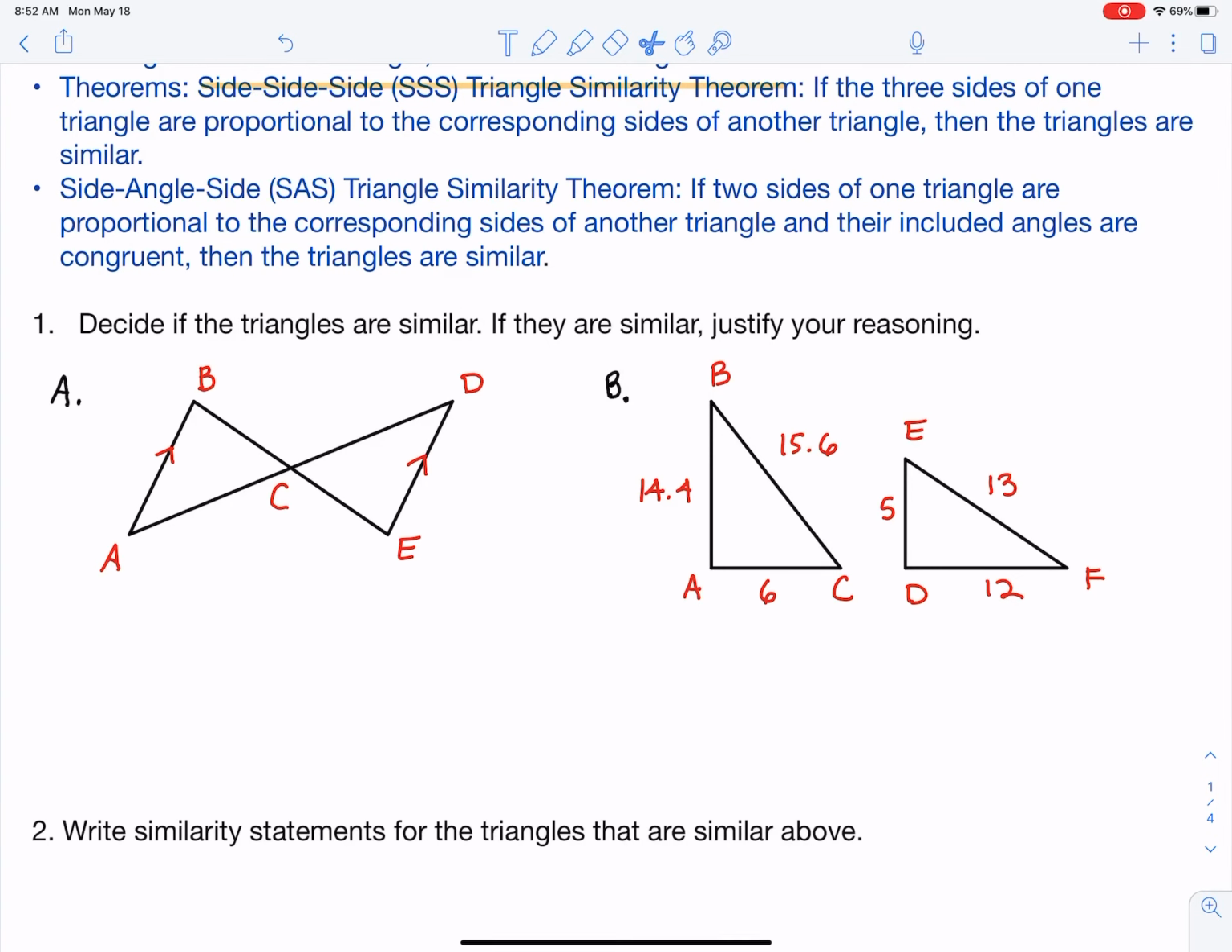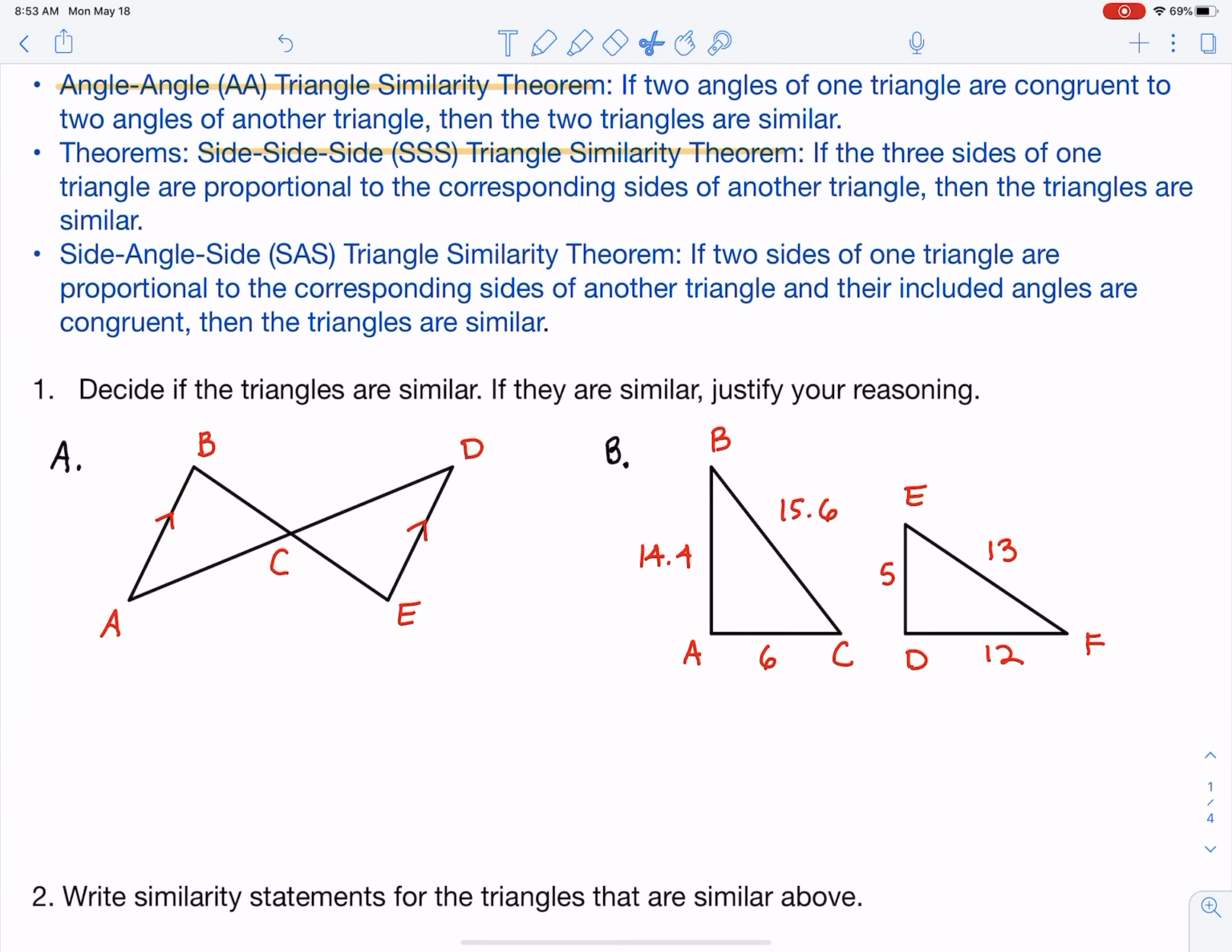Okay, and then the last one is the side-angle-side similarity theorem. And it's kind of a mix. So it basically says if 2 sides of one triangle are proportional to the corresponding sides of another, kind of like we did before, except we're only dealing with 2 sides, but they also have an included angle that's congruent, then the triangles are similar. Again, reminder, similar does not mean congruent. All that means is that the angles are congruent, but the sides are proportionally the same. So that was just a quick review on our theorems.